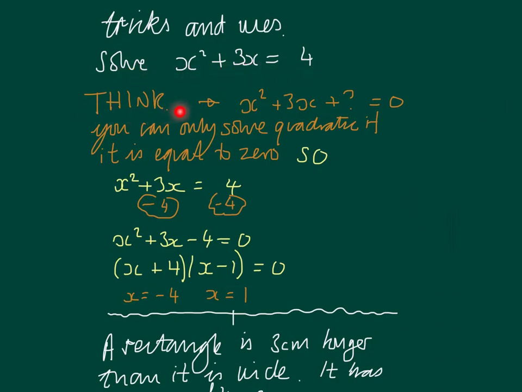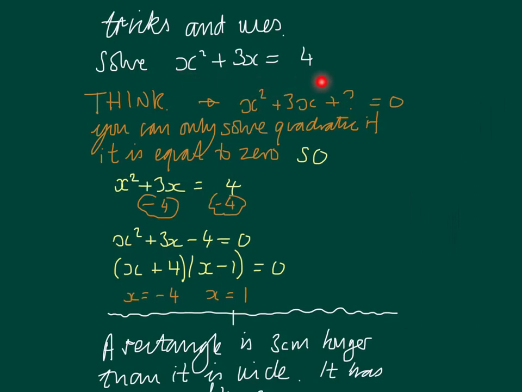You've got to think, you can only solve a quadratic if it equals 0. So can you change this equation to be equal to 0? So x squared plus 3x equals 4. If I take 4 from both sides, that will become x squared plus 3x minus 4 equals 0. Now the minute it equals 0, I can solve it either by factorising or by using a formula. This one I can factorise: x plus 4, x minus 1 equals 0. So x equals negative 4, or x equals plus 1. That will solve the equation.